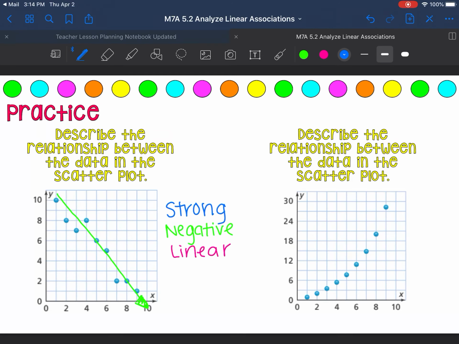Let's take a look at our last example today. Describe the relationship between the data and the scatter plot. So the first thing we need to do, like always, is draw our trend line. So I'm going to draw my trend line, which has taken quite a little turn. Is that a straight line? Nope. So what happens when we don't have a straight line? Can it be linear? It cannot. So therefore, this one would just be non-linear.